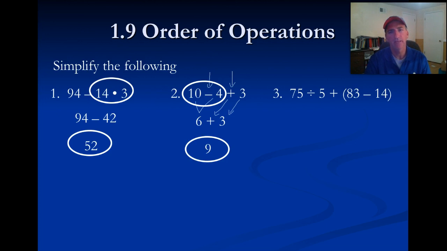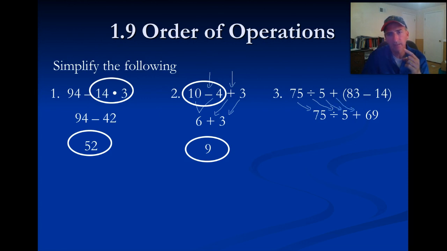Taking a look at number 3 now. First thing we do there, inside the parentheses. It's what's inside the parentheses. That's the trump card, so you have to do that. 83 minus 14. And notice I brought everything else down. Everything else is just going to wait patiently until I'm ready to do that.